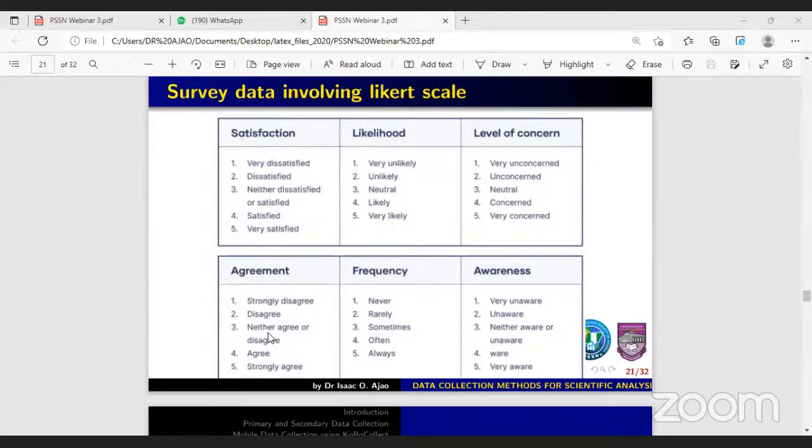Agreement. This is the most common one we normally use. Strongly disagree, you can see, is 1. That's why when you use a wrong weight allocation here, when you allocate 5 to strongly disagree, I'm talking from experience, I've seen cases like this, the result will make you go back to how the person did it.